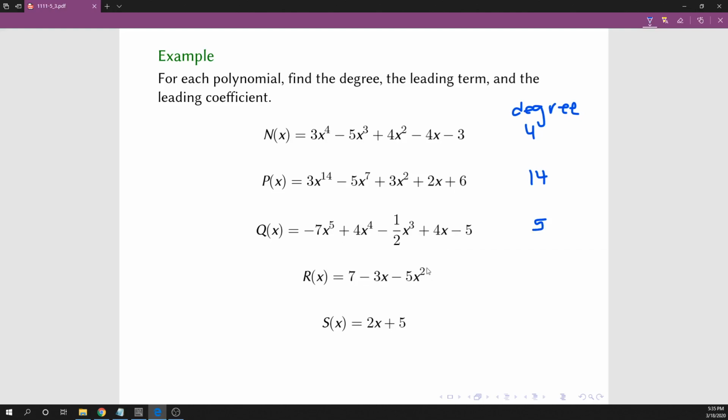The degree on this one would be 2, right? Because the highest power of x is 2, even though it's not written in descending powers of x like these others are. And the degree of this one is 1. Okay. All right, the leading term is 3x to the 4th on this one, 3x to the 14th on this one, negative 7x to the 5th on this one. It is minus 5x squared on this one.